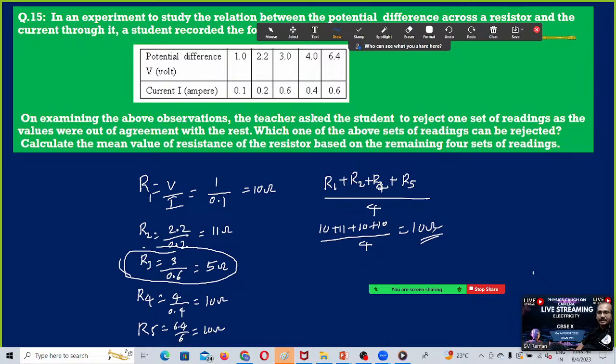Hope you understood clearly what the electricity chapter is about, what kind of CBSE questions they will ask us, and how to answer these questions.